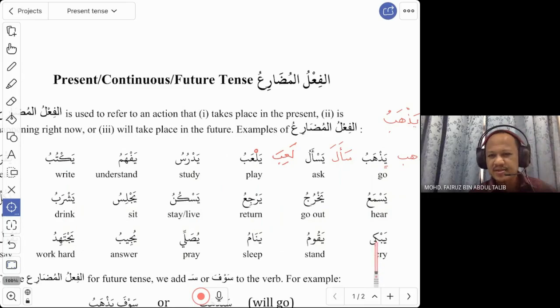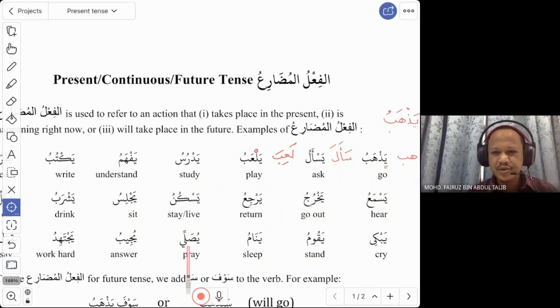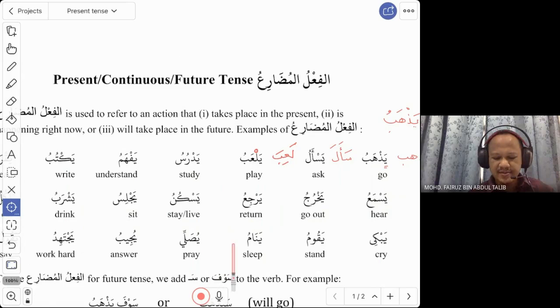Yabki, cry or crying. Fi'il madi is baka. Yaqumu, stand or standing. Fi'il madi is qama. Yanamu, sleep or sleeping. Fi'il madi is nama. Yusalli, pray or praying. Fi'il madi is salla.